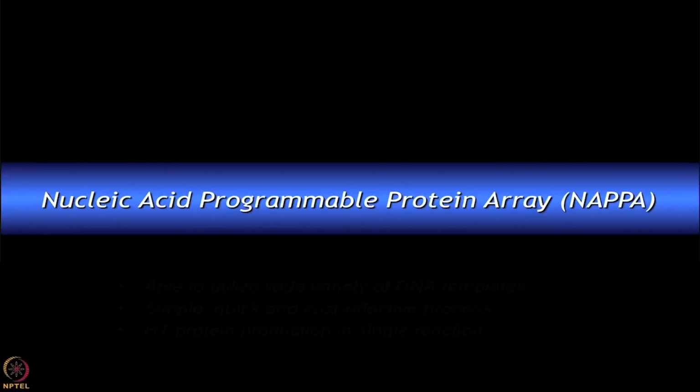So, let us talk about NAPA, which is nucleic acid programmable protein arrays. This technology has shown the ability to utilize a wide variety of DNA templates, whatever is available in different repositories. All of those DNA could be made use of to make the proteins on the chip. It is a very simple, quick and cost effective process, and one could do high throughput protein production in a straightforward, simplified and cost effective way.